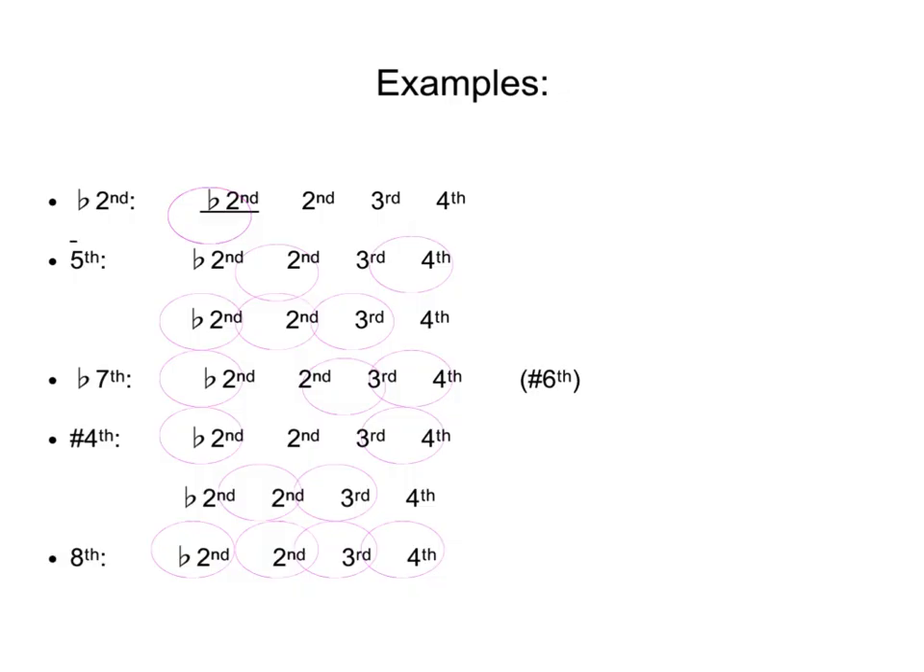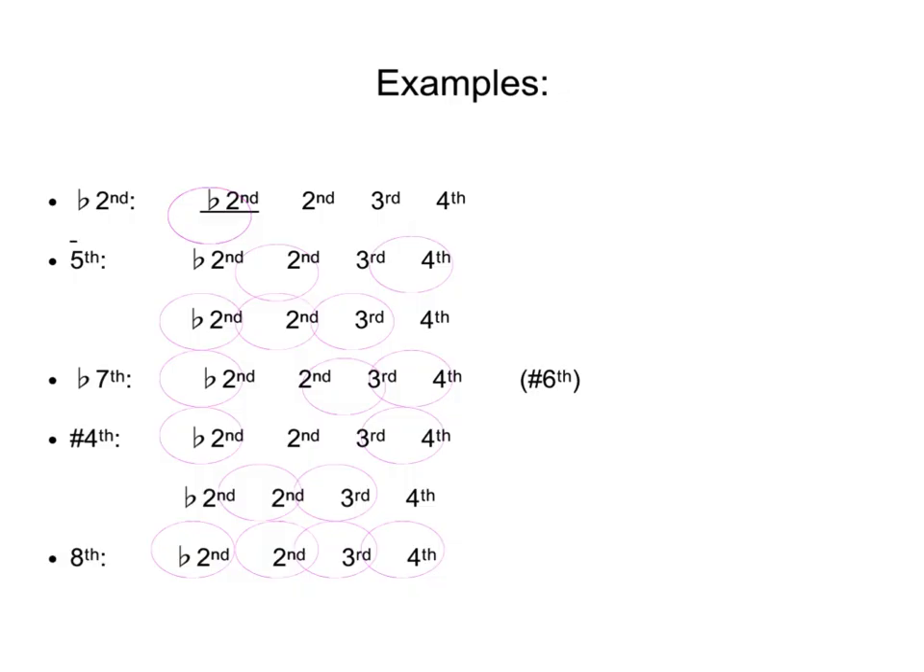The fifth, you could write it as a second plus a fourth, or as a minor second plus a second plus a third. Remember, the minor second plus a third is a fourth, plus the second is a fifth. The minor seventh can be written as a minor second plus a third plus a fourth. The third plus a fourth is a sixth, and when you add a minor second to that, you get a minor seventh.